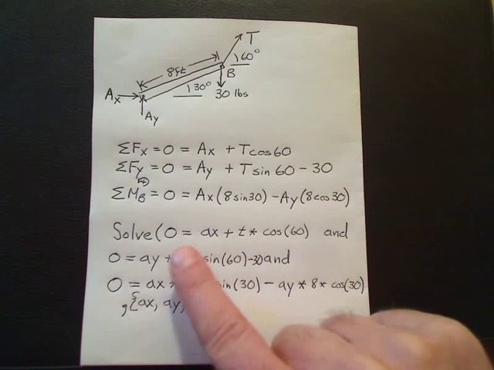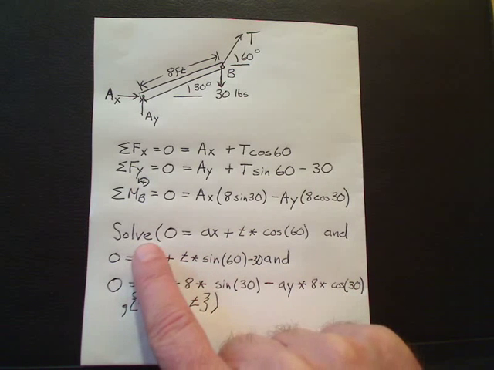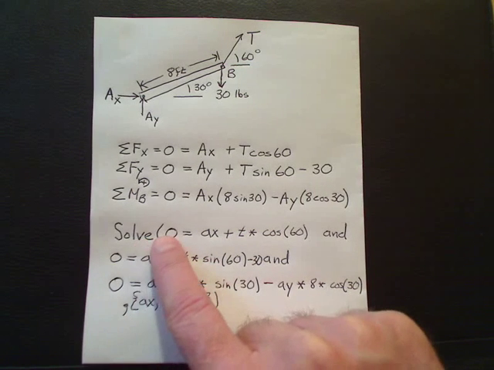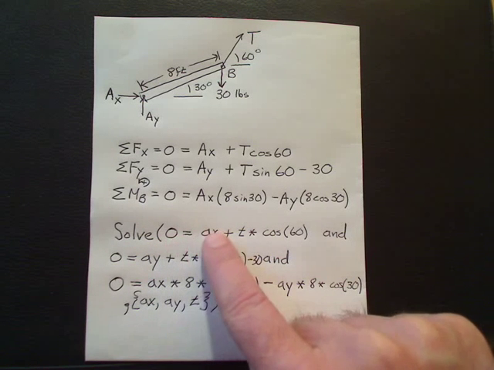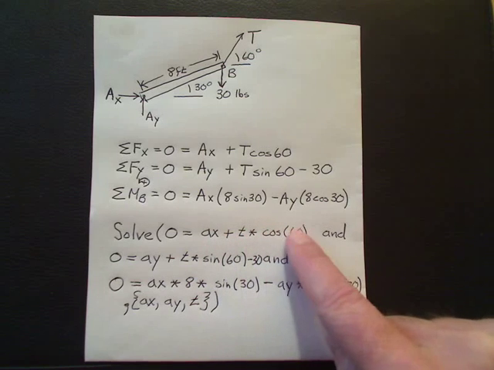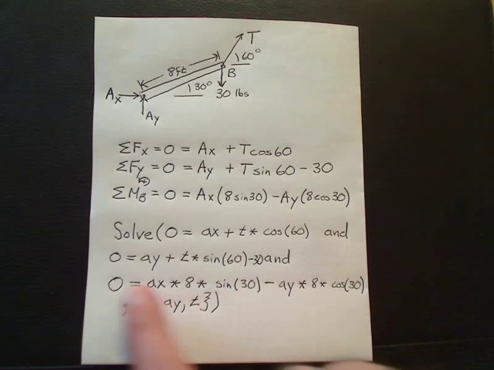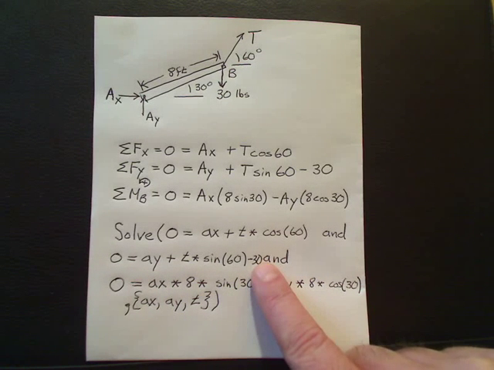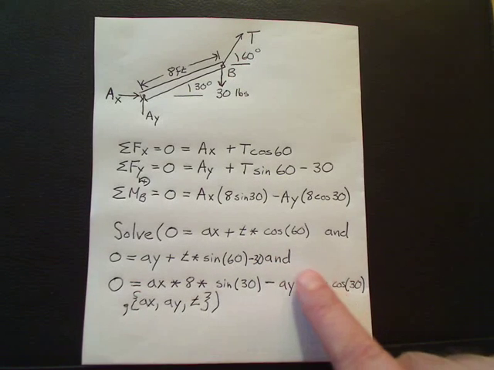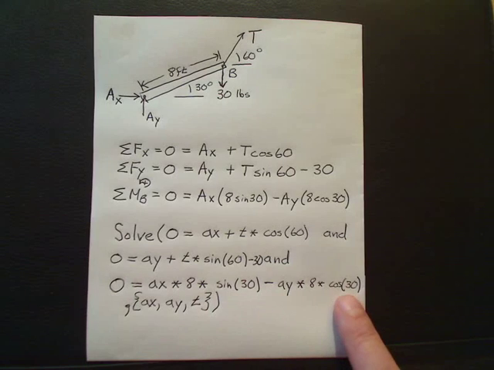To solve these equations, we're going to plug them into the calculator, and the format is going to be: we use the solve function, parentheses, and we put in the first equation, which is 0 equals A_X, and so forth. Then it's followed by the word "and", and we put in the second equation. I almost forgot the minus 30 there, but you can't forget the minus 30. The word "and" and then we put in the third equation.